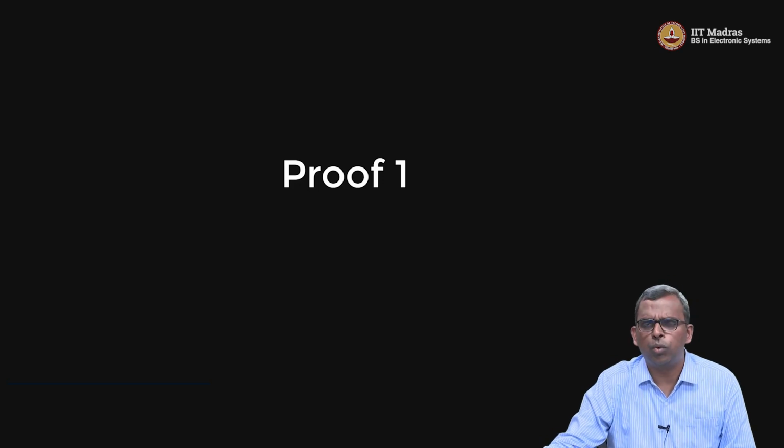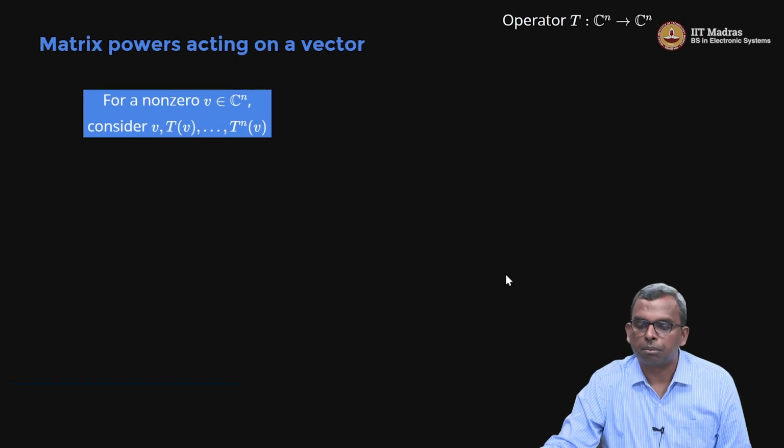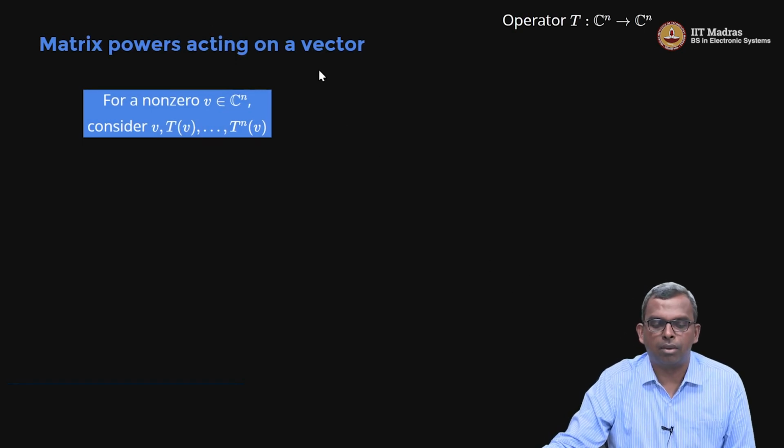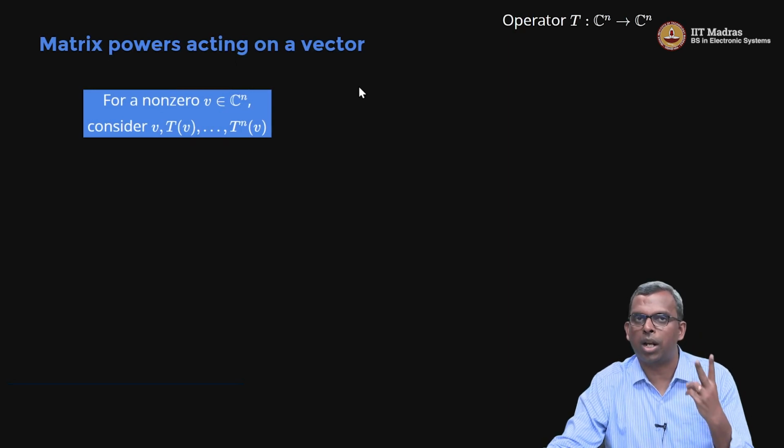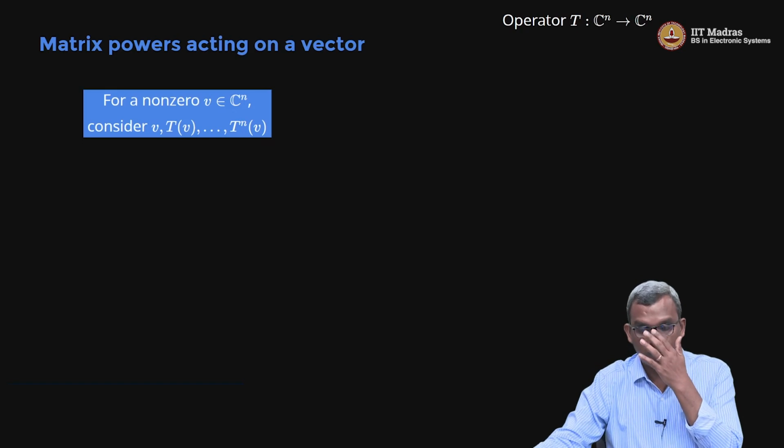We are going to see two proofs for why eigenvectors and eigenvalues exist. The first one starts with a point of view of matrix powers acting on a vector. Even in the R2 to R2 case we had this proof, so I am going to repeat it in the more general case.